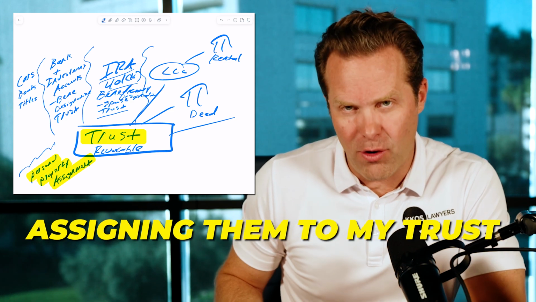I'm assigning them over to my trust. Sometimes you will specify them, sometimes you will make just a generic assignment of all of your assets. And that is how those assets get to be owned by your trust at the end of the day. Again, outside of probate, the trustee of your trust gets to distribute these assets when you pass on and die.